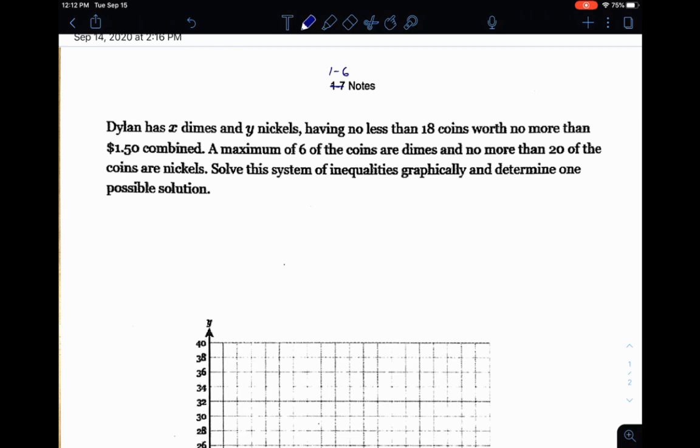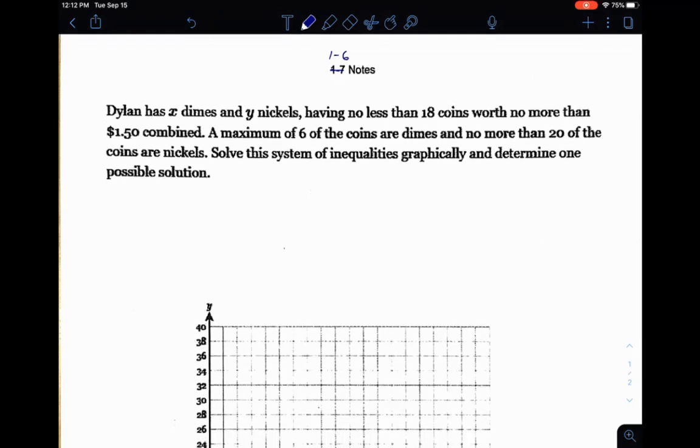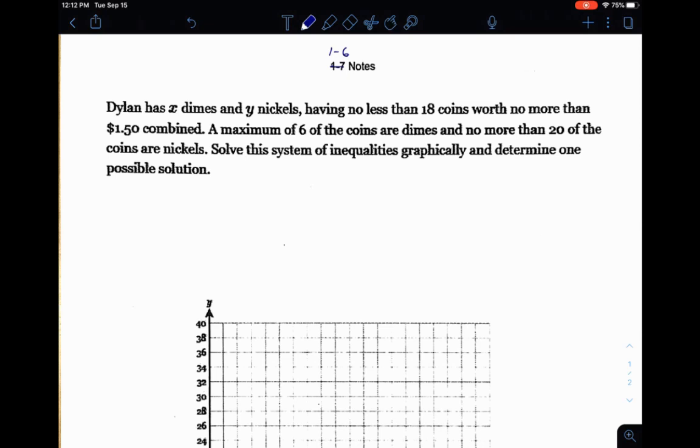All right, so it says Dylan has X dimes and Y nickels, having no less than 18 coins worth no more than $1.50 combined. A maximum of 6 of the coins are dimes, and no more than 20 of the coins are nickels. Solve this system of inequalities graphically and determine one possible solution. Okay, so it wants you to determine one possible solution.